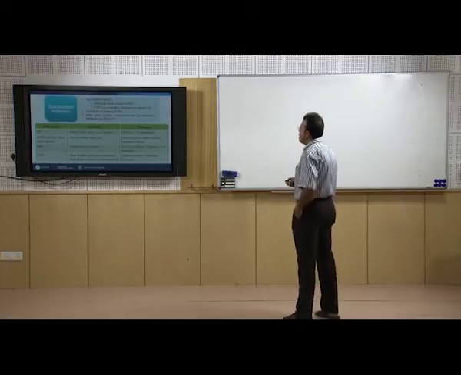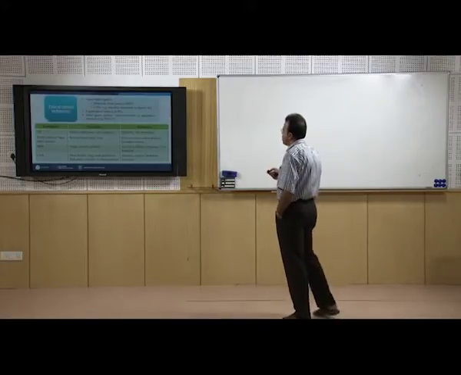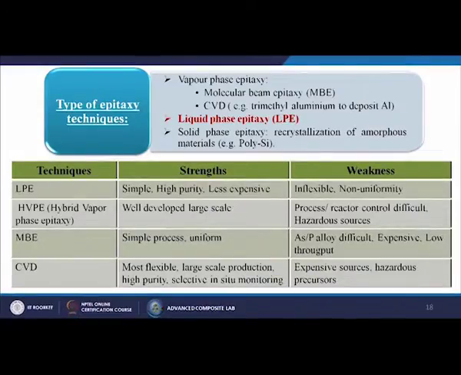Now, there are several types of epitaxy techniques. First is vapor phase epitaxy, then molecular beam epitaxy, the MBE method, and CVD, for example trimethyl aluminum used to deposit aluminum, so chemical vapor deposition methods. Then we have liquid phase epitaxy, the LPE method, and solid phase epitaxy, which is recrystallization of amorphous materials like polysilicon.